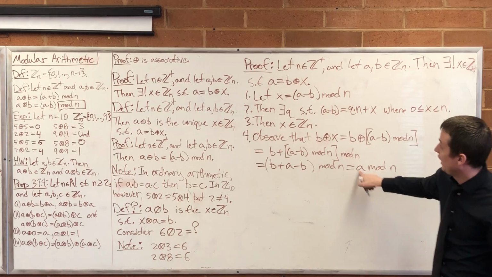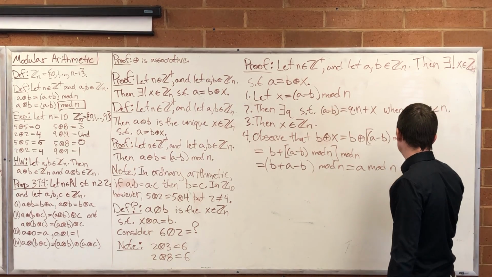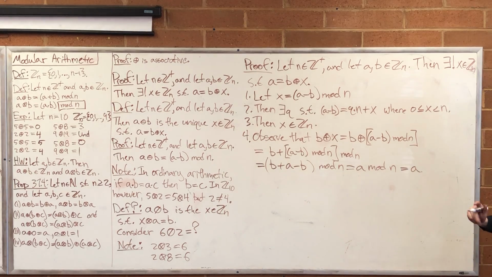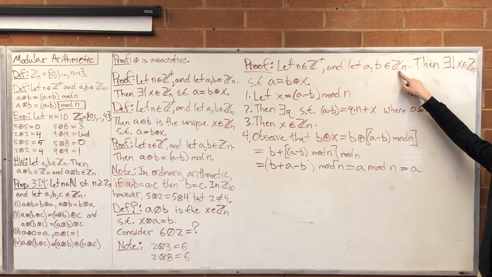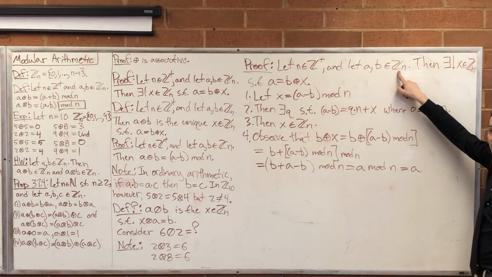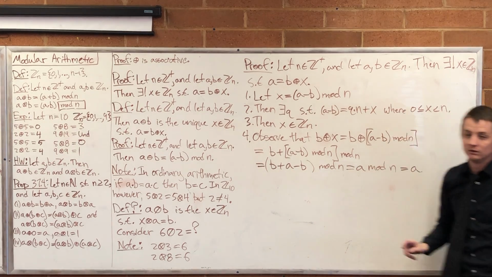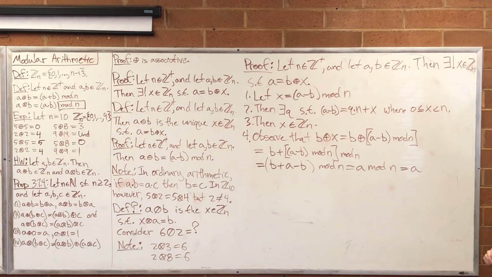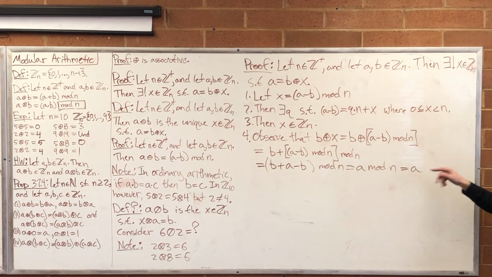But we already know that a is an element of Zn, so when you mod it by n, you still just get a. Wait, what? A is in Zn. Why is that equal to a mod n? The b's cancel. What are you trying to prove? Because you just proved that b plus x. I just barely showed that b plus x is equal to a.